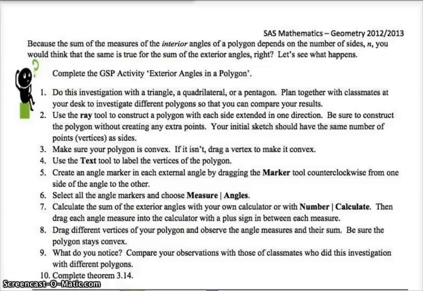So start up here. It says because the sum of the measures of the interior angles of a polygon depends on the number of sides n, right? You notice that every polygon, as one side was increased, the total number of interior degrees increased by 180 degrees. So do you think the same is going to happen for the sum of the exterior angles? So let's see what relationship it has.